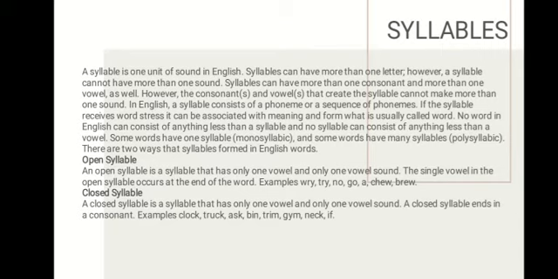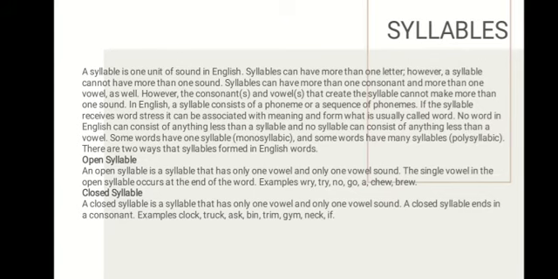There are two ways that syllables are formed in English words. One is open syllable. An open syllable is a syllable that has only one vowel and only one vowel sound. The single vowel in the open syllable occurs at the end of the word. 2. Closed syllable. A closed syllable is a syllable that has only one vowel and only one vowel sound. A closed syllable ends in a consonant.